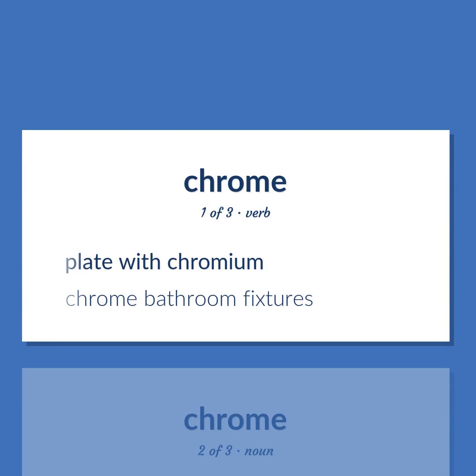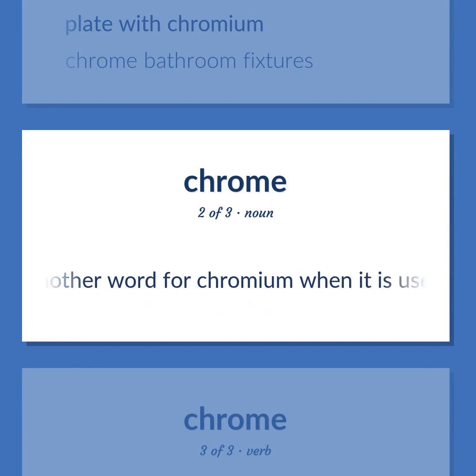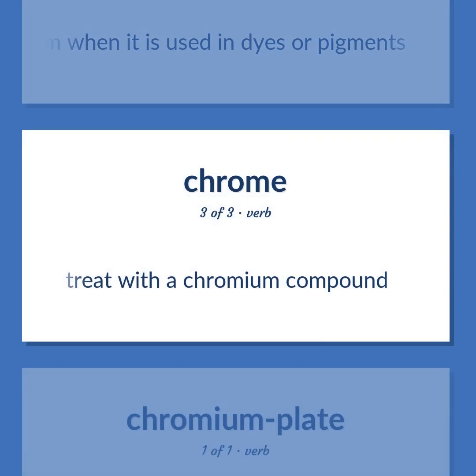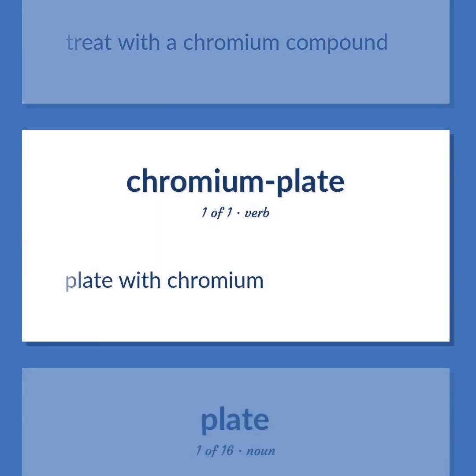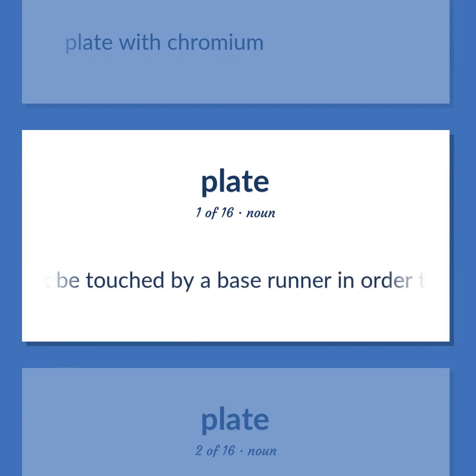Plate with chromium. Chrome bathroom fixtures. Another word for chromium when it is used in dyes or pigments. Treat with a chromium compound. Plate with chromium. Baseball. Base consisting of a rubber slab where the batter stands. It must be touched by a base runner in order to score.